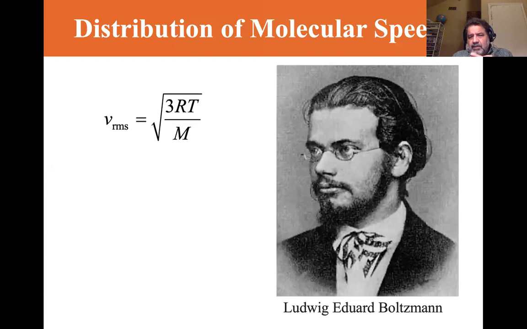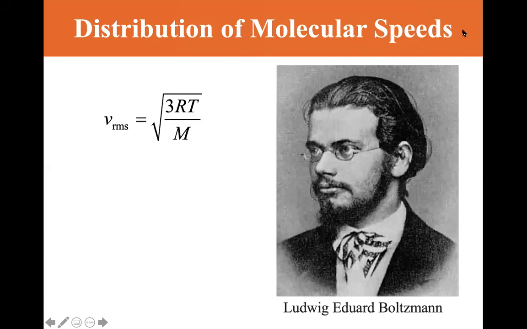But the velocities inside a gas are very chaotic. Some are going slow, some are going very fast. But the V_RMS is given as the square root of 3RT divided by M.